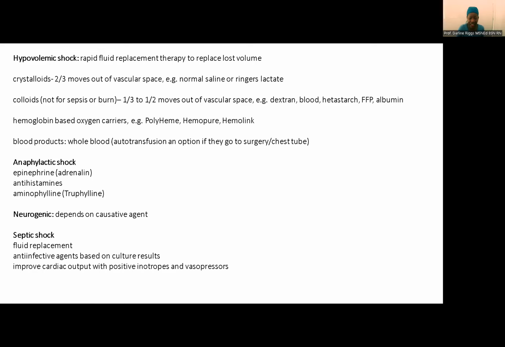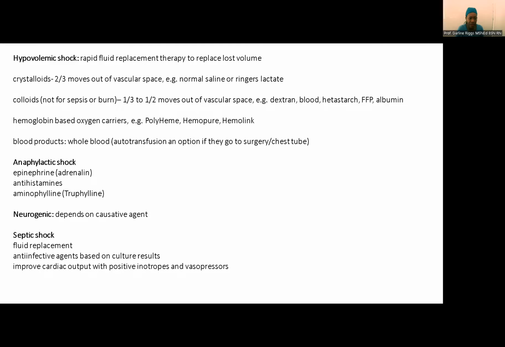Anaphylactic, there's a lot of vasoconstriction with this one. So we need vasodilators. So that's your epinephrine, your antihistamine to decrease that, because they're releasing histamine, because it's an allergic reaction. We need the aminophylline, great bronchodilator.